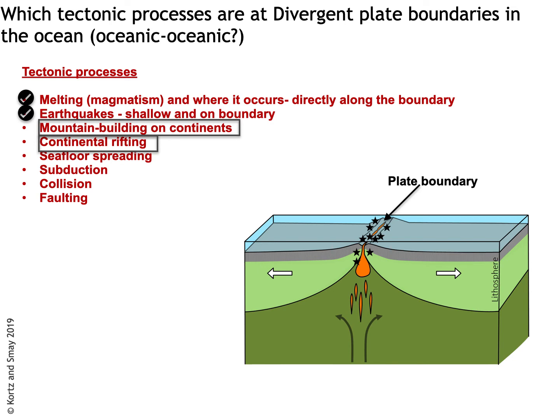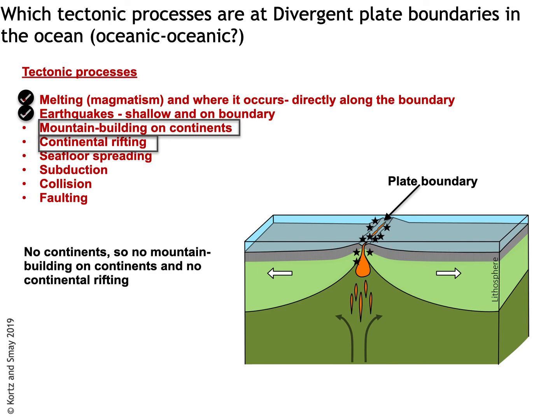So next on the list are two tectonic processes that are not going to be occurring here at divergent plate boundaries in the ocean, because they're specifically referring to processes that happen on continents, and that would be mountain building on continents and continental rifting. So we have no continental crust here, so neither of these processes can occur.